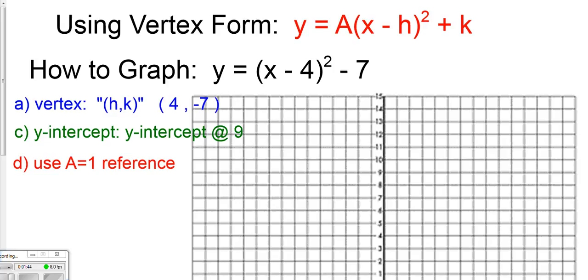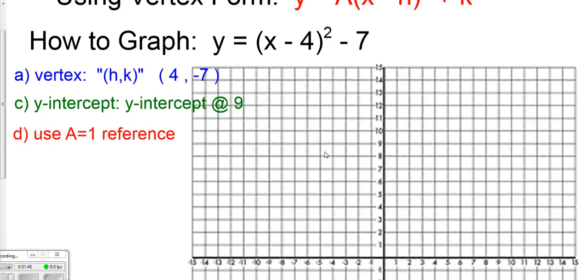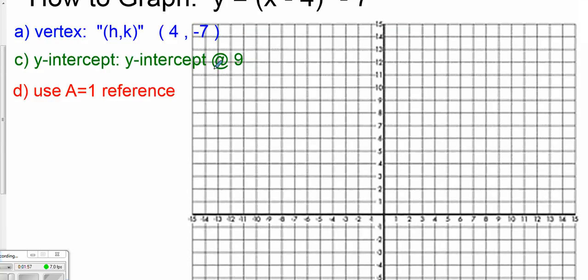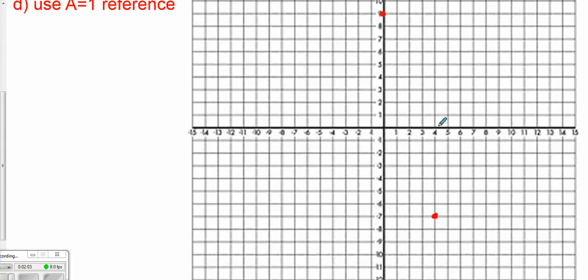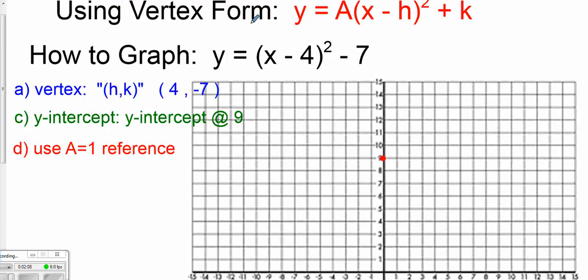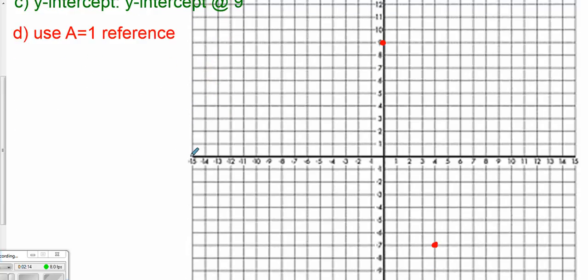So how would we graph this then? Again, if we know our vertex is at 4, -7, we go to 4 and then down 7. We know that our y-intercept is going to be at 9. So right here. This is not linear, it should not be a straight line, but with nothing in front of here, our a is kind of like 1.